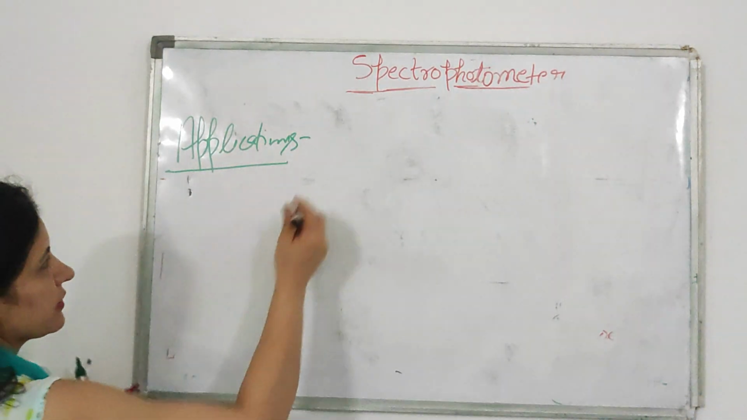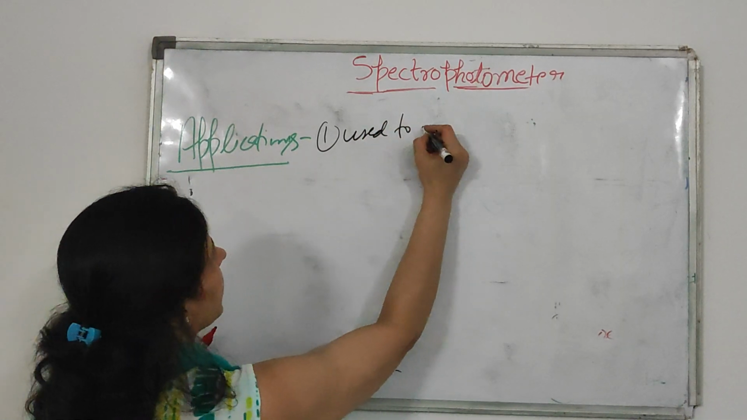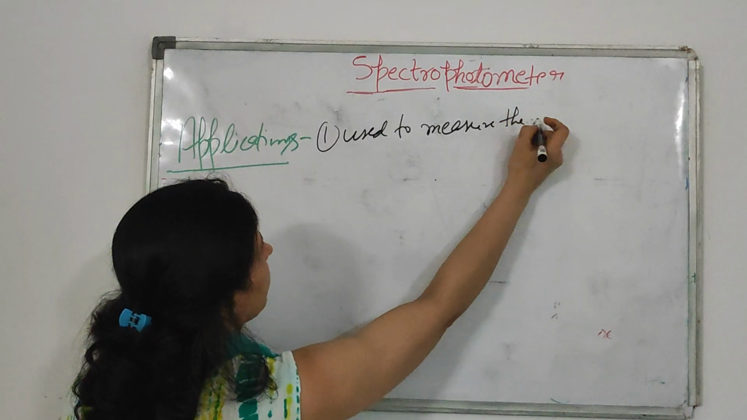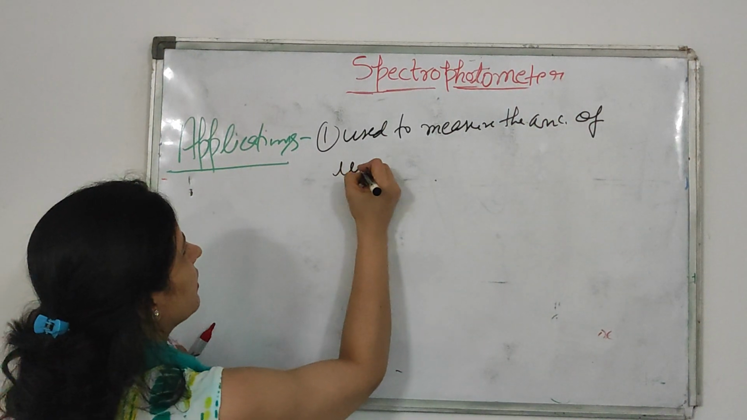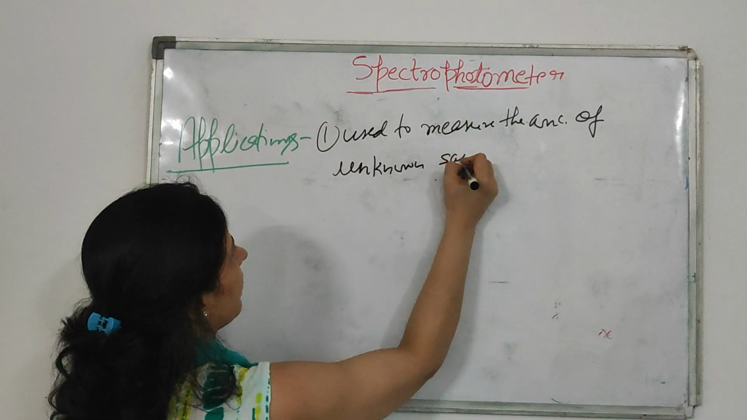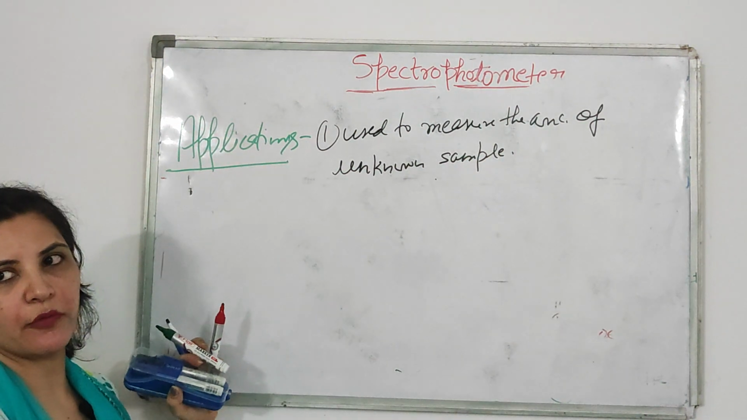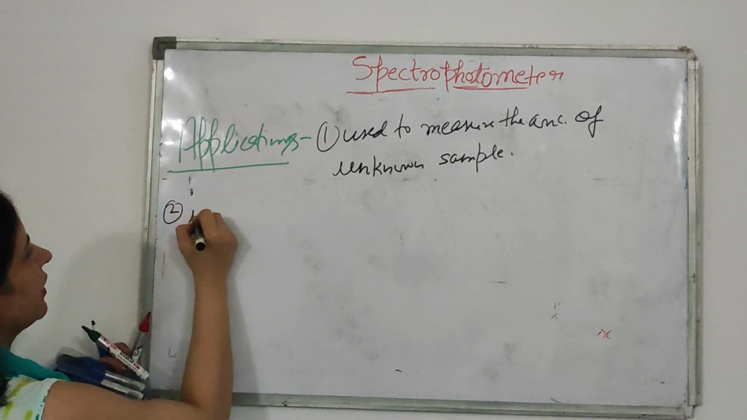So first, what is the application? It is used to measure the concentration of an unknown sample. If there is any unknown sample, with the help of the spectrophotometer you can easily measure the concentration.